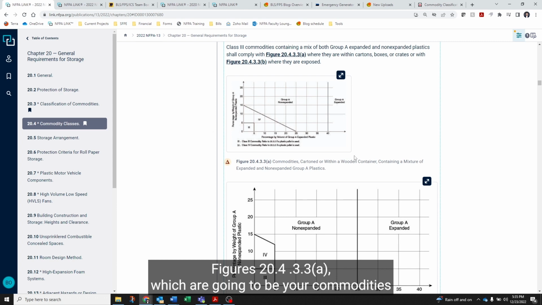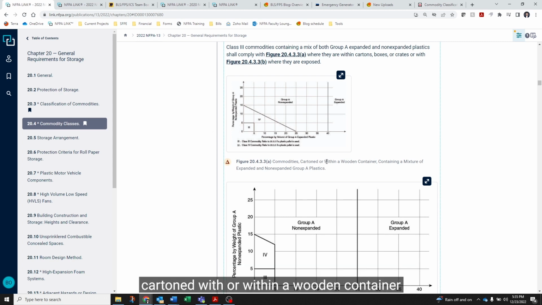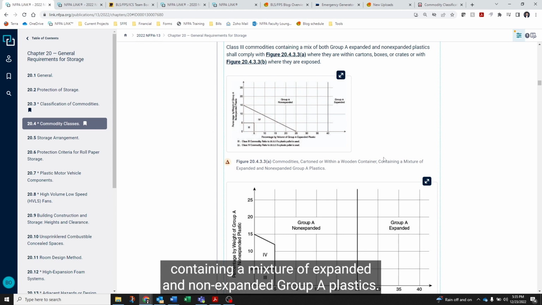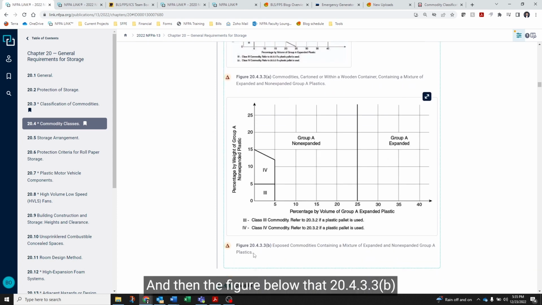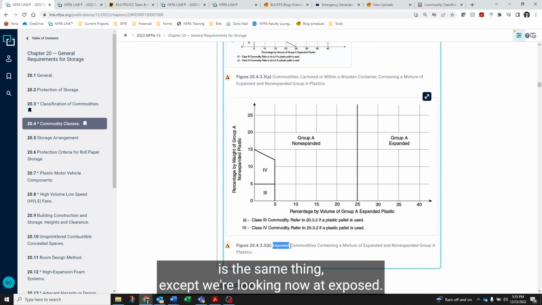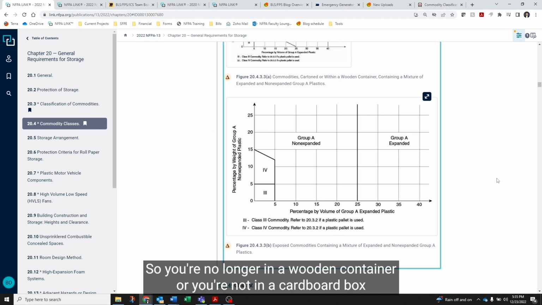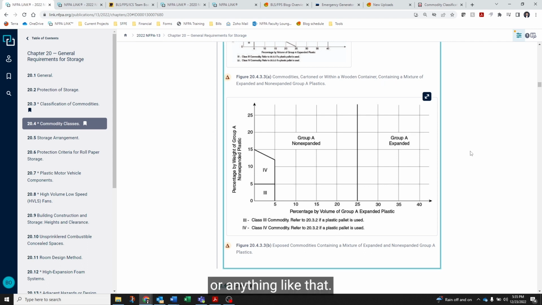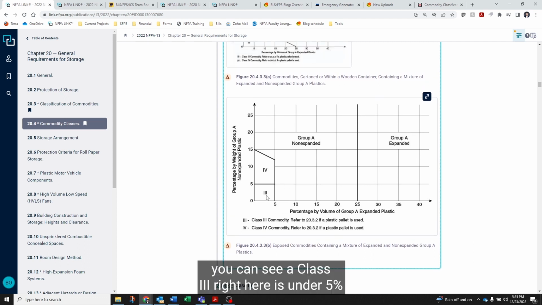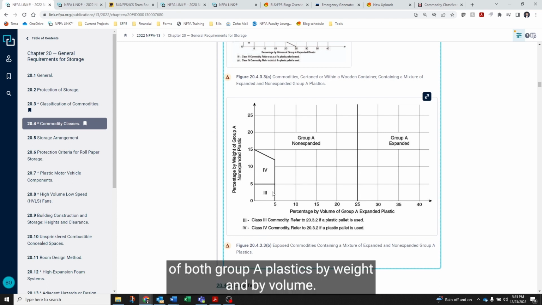These are going to be reflected in these tables right here, or figures 20.4.3.3a, which are going to be your commodities cartoned or within a wooden container containing a mixture of expanded and non-expanded Group A plastics. And then the figure below that, 20.4.3.3.b, is the same thing except we're looking now at exposed. So you're no longer in a wooden container or you're not in a cardboard box or anything like that. So basically, you can see a Class 3 right here is under 5% of both Group A plastics by weight and by volume.